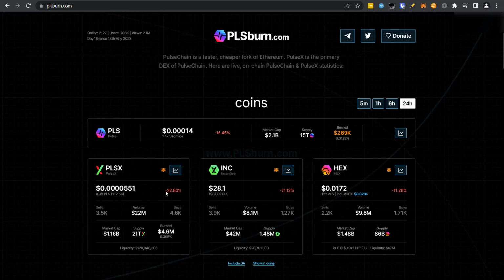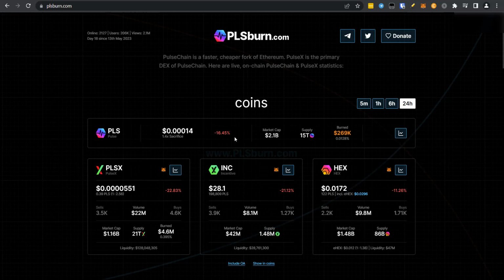As we can see, the entire ecosystem is down a little bit today. Not shocking, not shocking. I love this ecosystem. I'm overall very, very bullish on the PulseX ecosystem, but you've got to be aware of the risk. And unexpected stuff like this is absolutely possible.